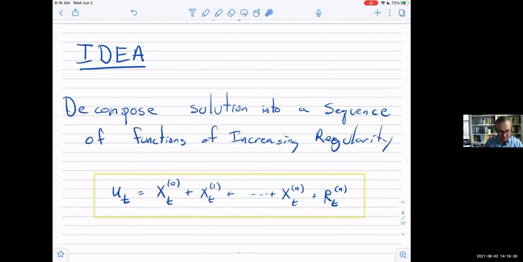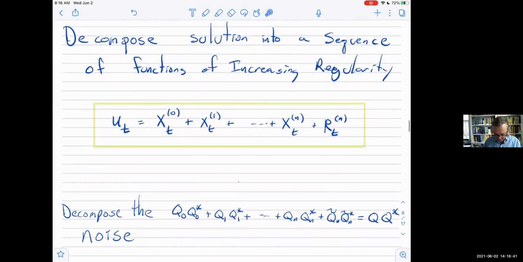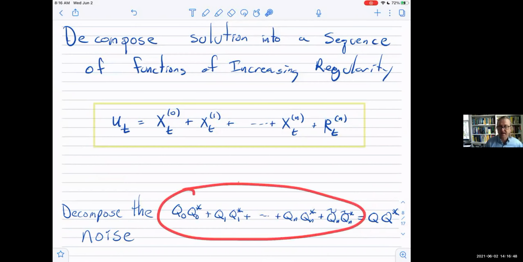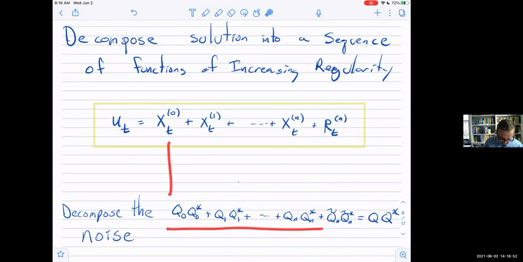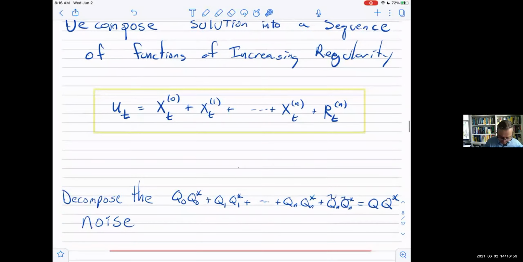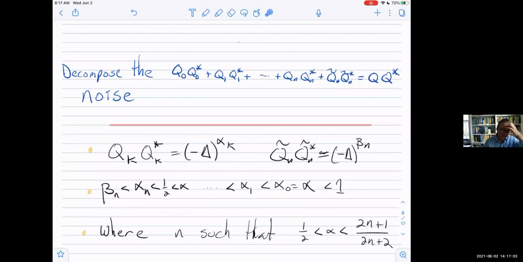Anyway, I'm going to write a bunch of solutions like this and have some remainder term at the end, and the idea is that this will be increasing smoothness. I'm going to start by decomposing the noise. I have this covariance operator Q, and I'm going to write it as a sum of a whole bunch of positive covariance operators, 1 through n, which correspond to each of these equations, and one for the remainder equation. Each of these covariance operators is going to be a positive power of minus the Laplacian, and I'm going to have this sequence of alphas that are decreasing. That means it's getting smoother and smoother.